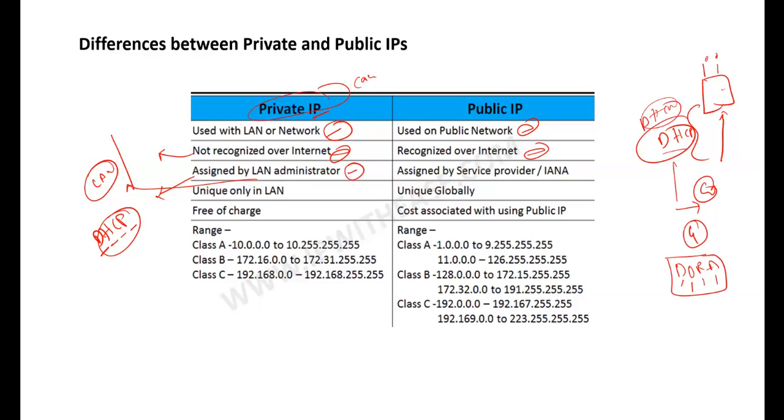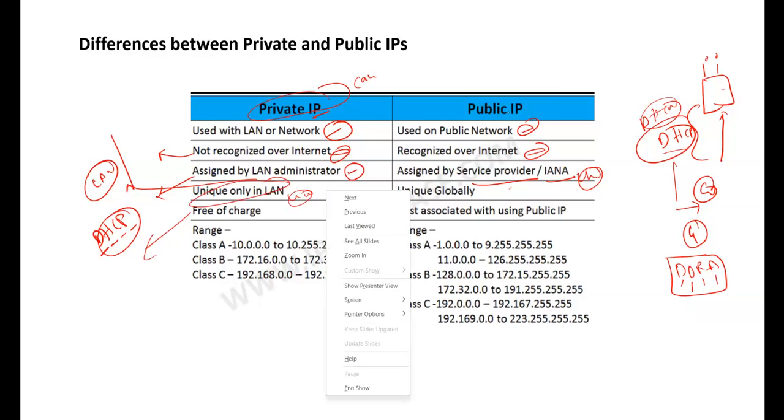In the case of public IP addresses, they are provided by IANA or a service provider, and this is chargeable. We have to pay money to get public IP addresses, but private IP is free of cost. From an organization's perspective, a private IP should be unique, so there won't be any conflicts.